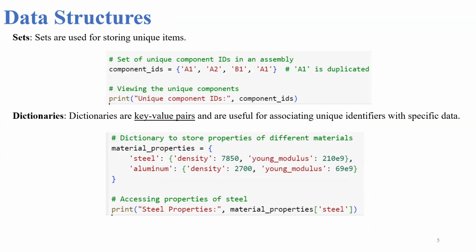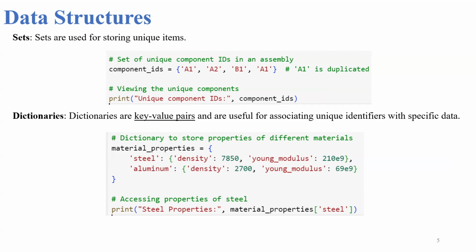Sets. Sets are used for storing unique items such as A1, A2, B1, A1. Here, A1 is duplicated. So if you just ask for the set of this, it will give you A1, A2, and B1. Dictionaries are very important for programming languages, and these are collections of key value pairs.